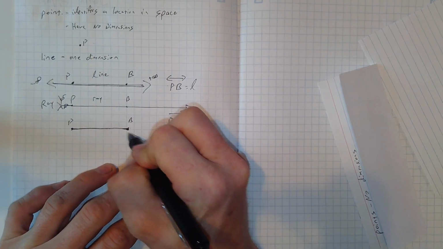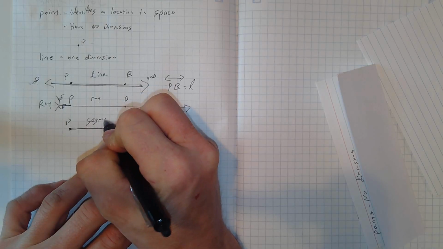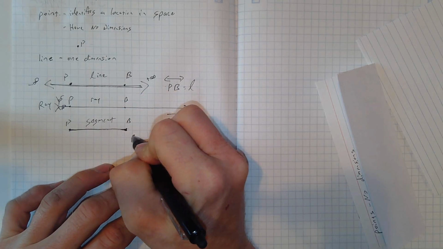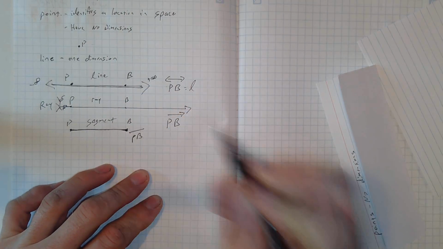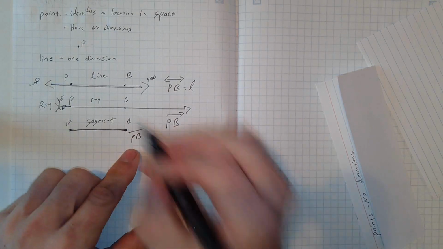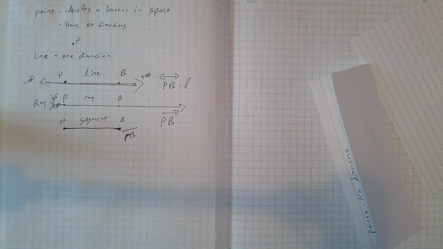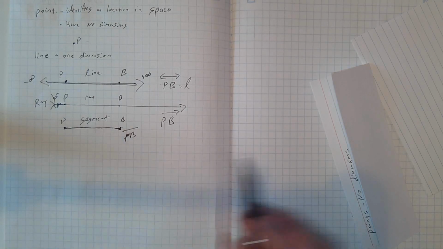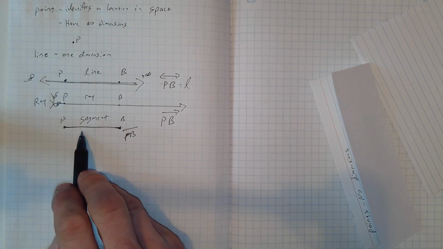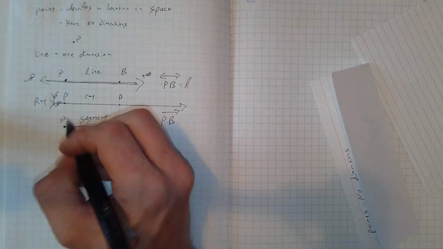But this is line segment PB. Something like that. We don't have any arrows on the edge of any of these things. Okay, so that's line segment PB. And this is, I think it's kind of 1, 2, 3, 4, 5, 6, 7 units long.